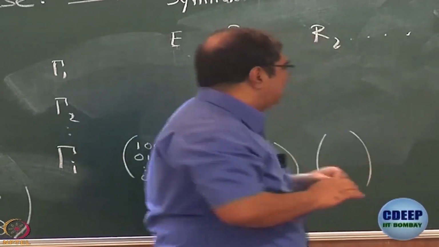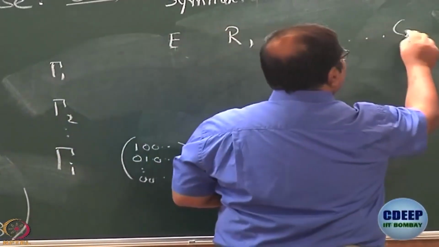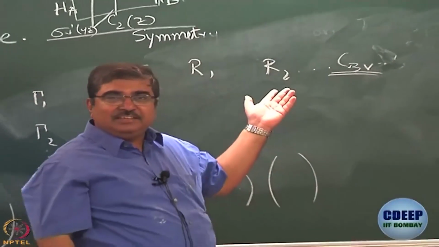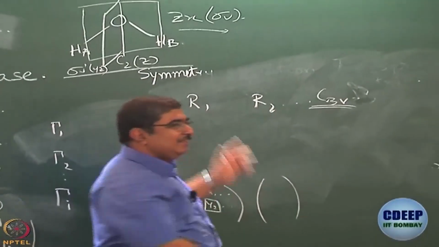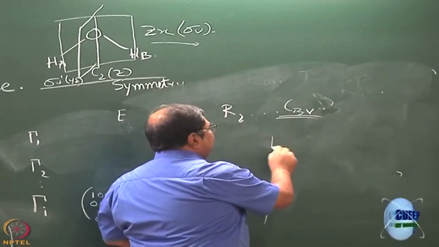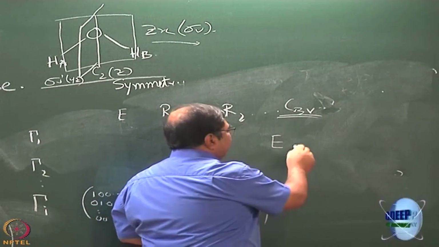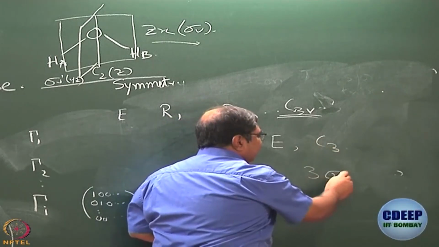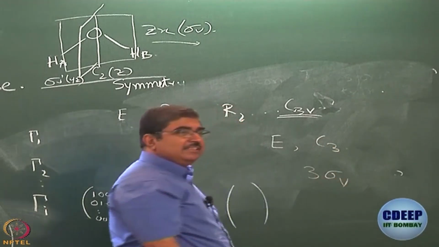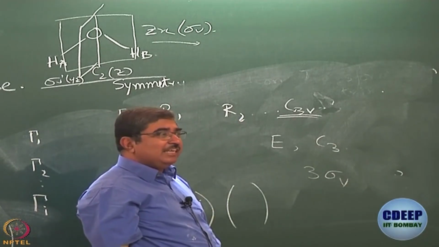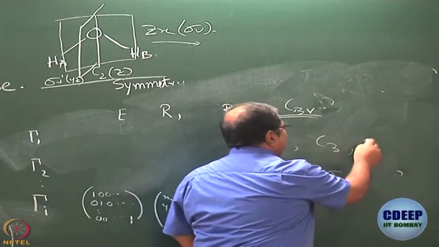Okay. Another quick quiz. C3v. We have done ammonia, C3v. What are the symmetry elements? What are the symmetry operations? E of course has to be there, C3 is there, and 3 sigma v's are there. Is there anything else? C3 squared is also there, isn't it? C3 squared.